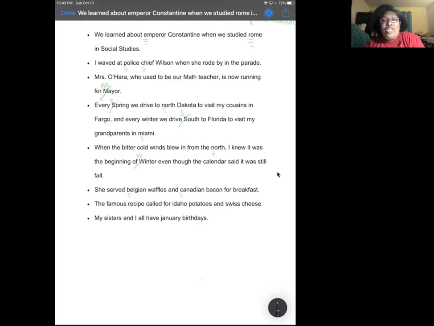All right, the famous recipe called for Idaho potatoes and Swiss cheese. Oh, this one's gonna make you mad. This one's gonna make you mad, I think. Yeah, it made me mad. So let's look at it. Okay, the famous recipe called for Idaho potatoes. Idaho is capitalized because that's the name of the state.